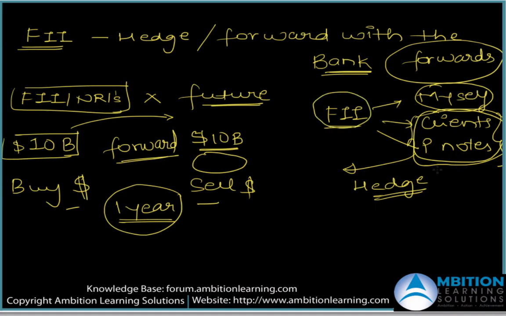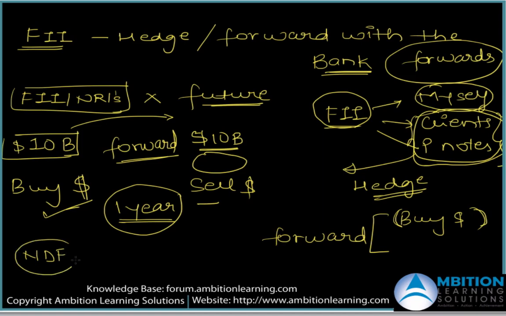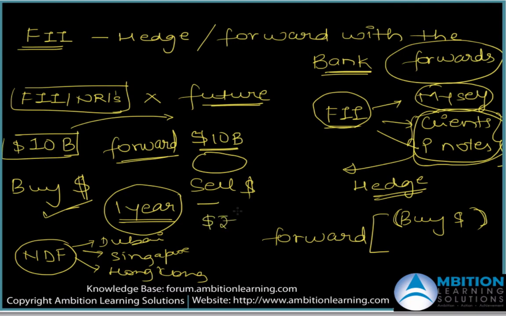Now what will the FII do? That means for the client and for P note, in the forward contract, the FII has bought dollars from the bank, like over here, to hedge. Okay. Now because they are not allowed to trade in the Indian market, they use the non-deliverable forward market, which trades in Dubai, Singapore, and Hong Kong, which means USD rupee is also trading on the non-deliverable forward market in Dubai, Singapore, and Hong Kong.